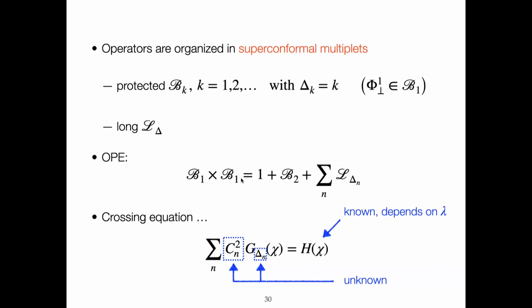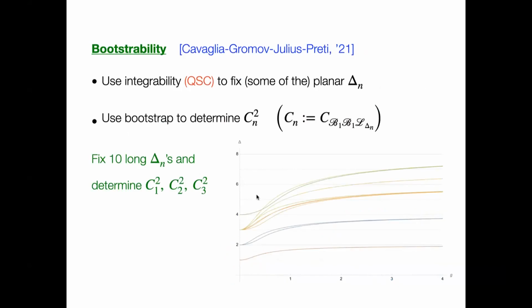Now you massage a little bit how supersymmetry packages things, and at the end of the day, you get a crossing equation of this form that depends on chi. It's one of these general equations that I was mentioning in the beginning. These are the C-squareds and the unknown scaling dimensions for all these unprotected Delta n's that appear in suitable superconformal blocks here that are explicitly known.